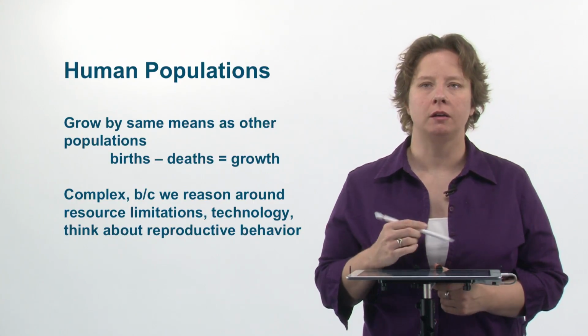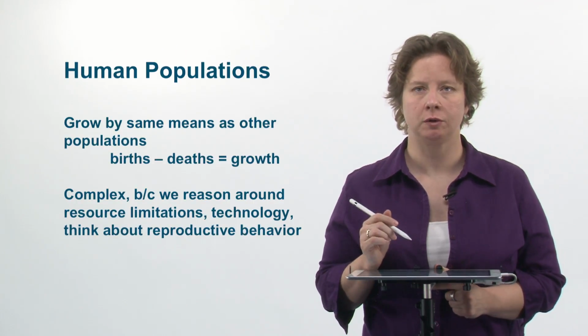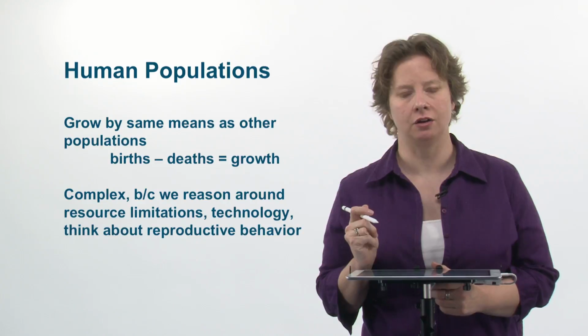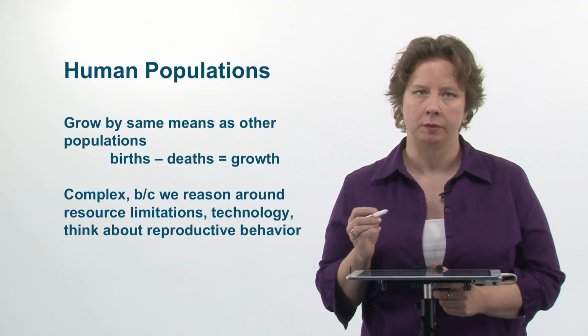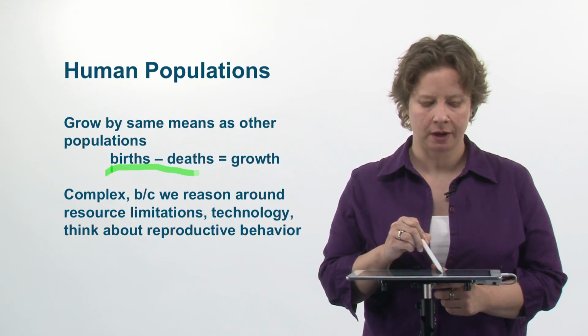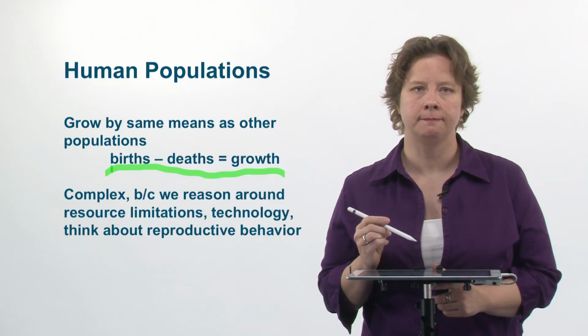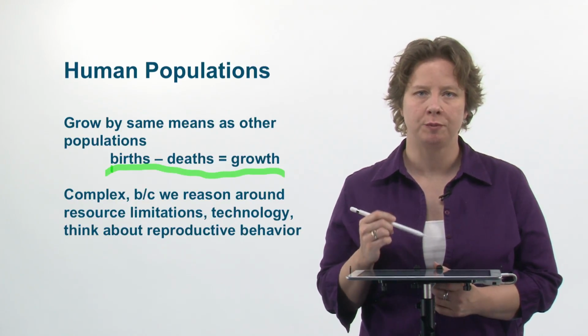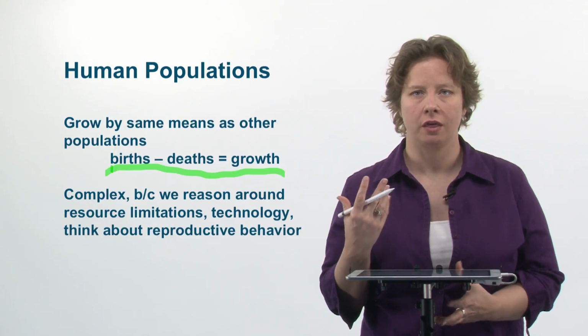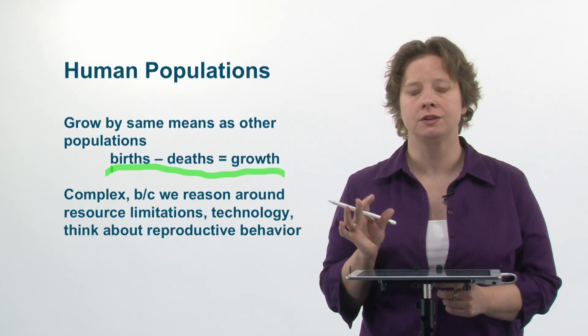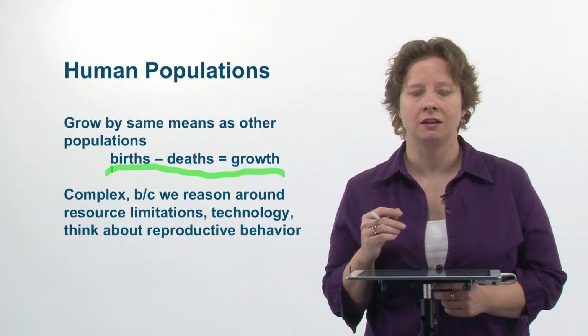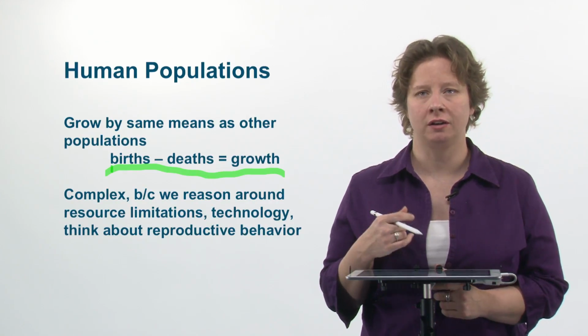In this unit, we're talking about human population growth, which has been quite impressive over the last 100 years. Human populations grow by the same means as other populations, so births minus deaths equals the growth rate. This is complex, though, with people because we tend to think about things more than other animals do. We reason around our resource limitations and technology, and we think about reproductive behavior.